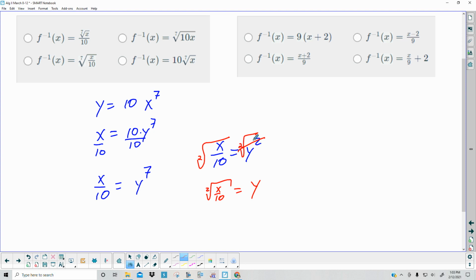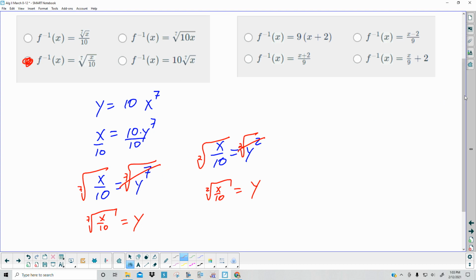Okay, this is a 7th power. A square root undid a square, so a 7th root, I know that's a little weird, is going to undo a 7th power. So you have the 7th root of x over 10 is equal to y. And then you look through and see which one it is. And it looks like this one.